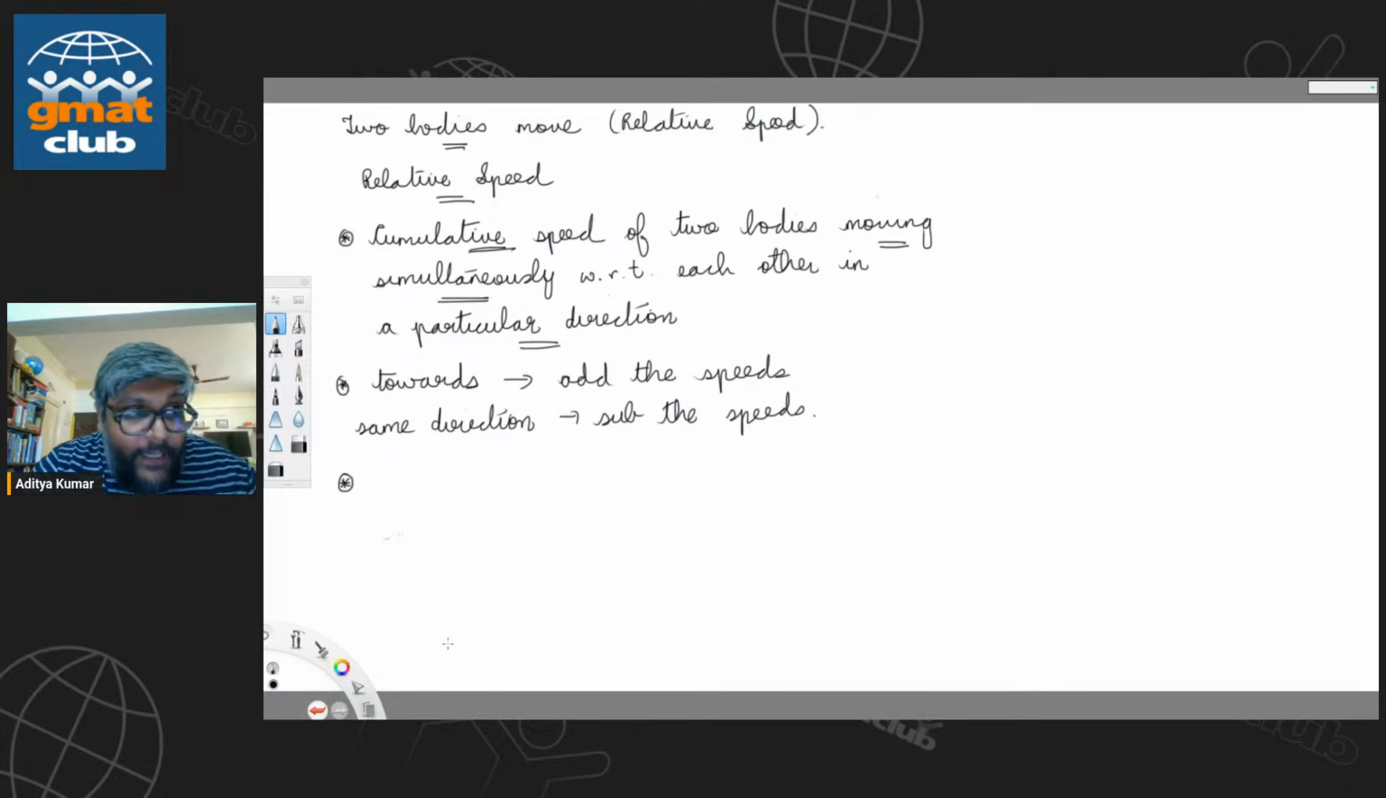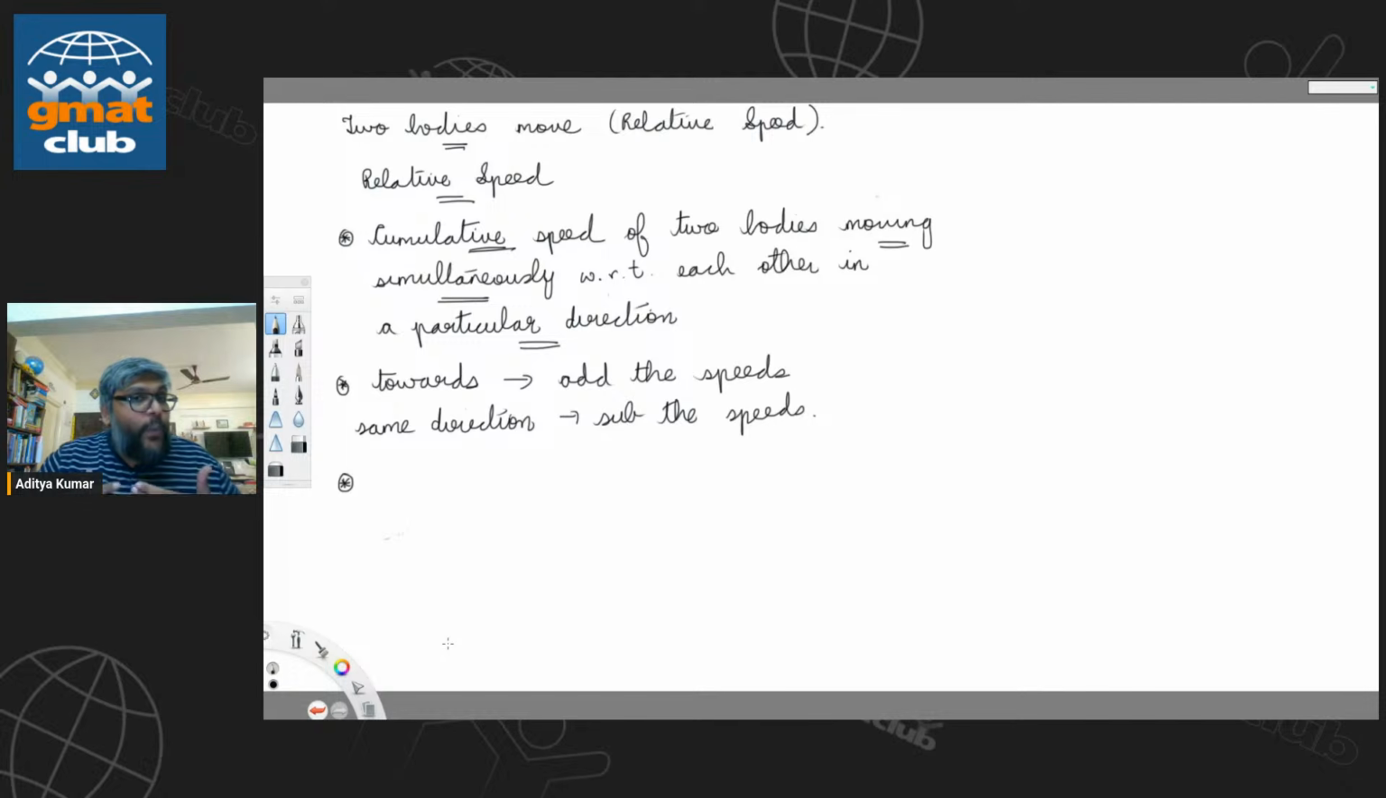Now link it back to the graphical representation that I put in. I said when you're representing things graphically, always try to set up the graph such that it represents points from which the two bodies move simultaneously with respect to each other. That's the reason why, so that you bring in that option of using relative speed.